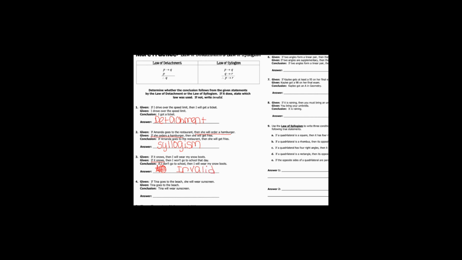If Tina goes to the beach, she will wear sunscreen. Tina goes to the beach, so Tina will wear sunscreen. That's detachment. If you get a cold, then you will eat chicken soup. You ate chicken soup, so you have a cold. That doesn't work, because we cannot go backwards. They have to give you the hypothesis and then you give the conclusion. So that's invalid. Then I will let you try 6, 7, and 8 on your own and check your answers. And then we are going to take a quick look at number 9.